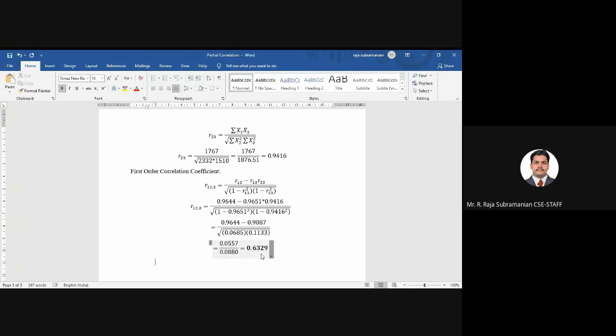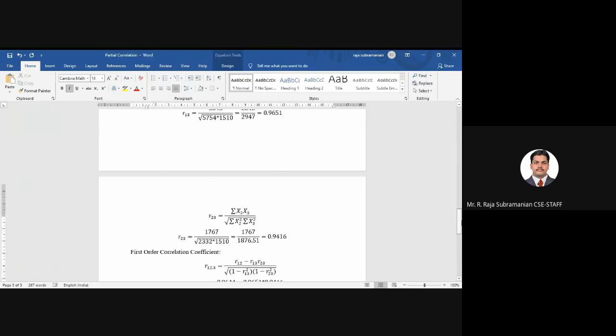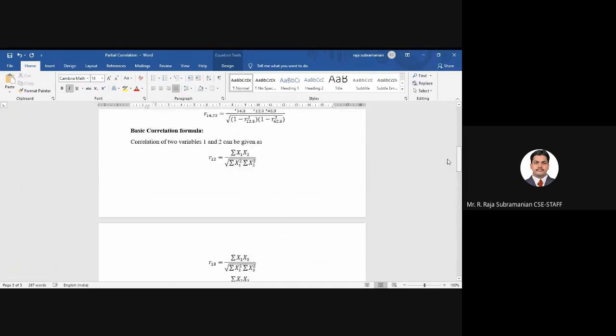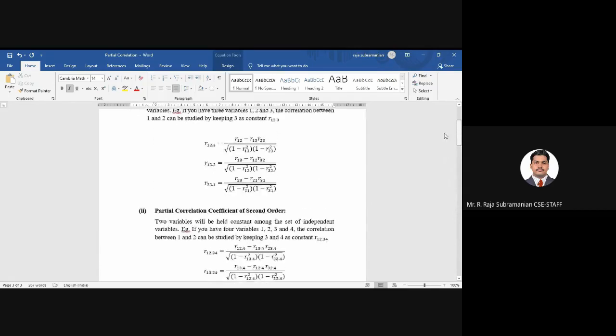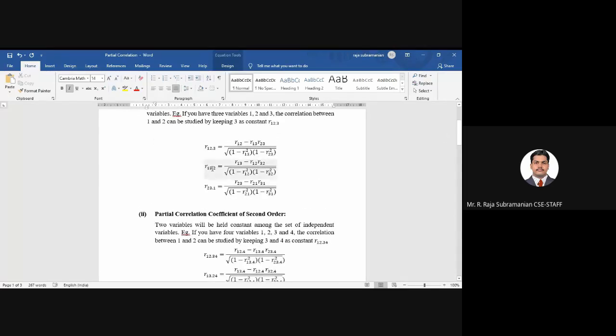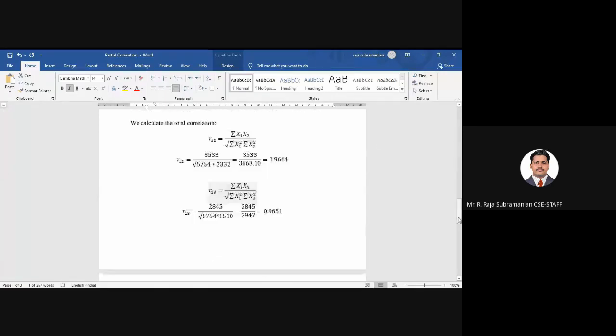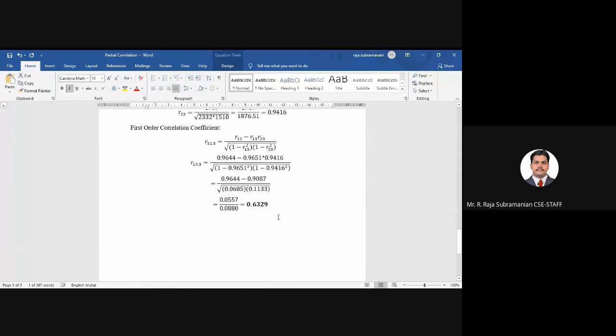Next, what I have to find is R13.2. I go to the formula. R13.2 is R13 minus R12 R32, divided by the square root of (1 minus R12 square) into (1 minus R32 square). You people are calculating, right? Clearly tell me how much time it is taking, so that I can also give equal weightage for the marks.